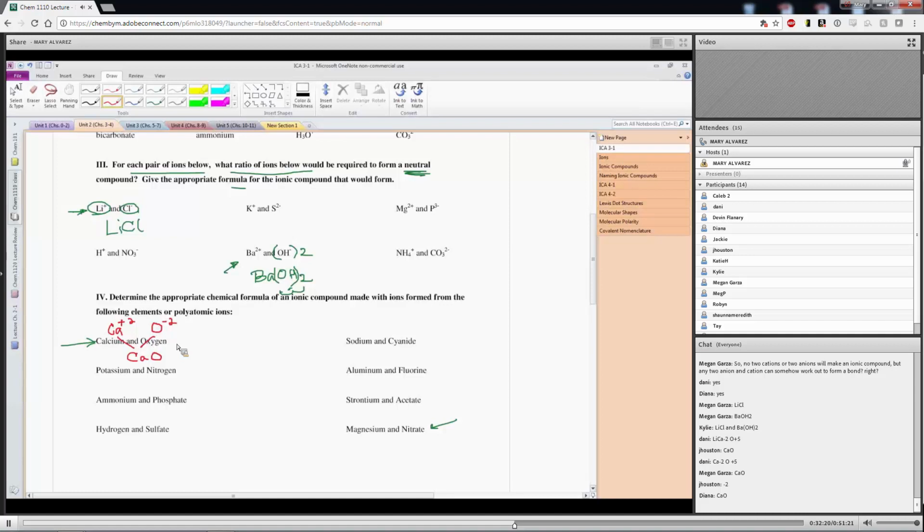When you know it's an ionic compound, then you know that the charge on calcium is +2, and you know the charge on oxygen is -2. That's by definition, basically. Okay, let's try magnesium and nitrate. Help me out here. What's the formula and charge on magnesium? What's the formula for nitrate and the charge on nitrate?